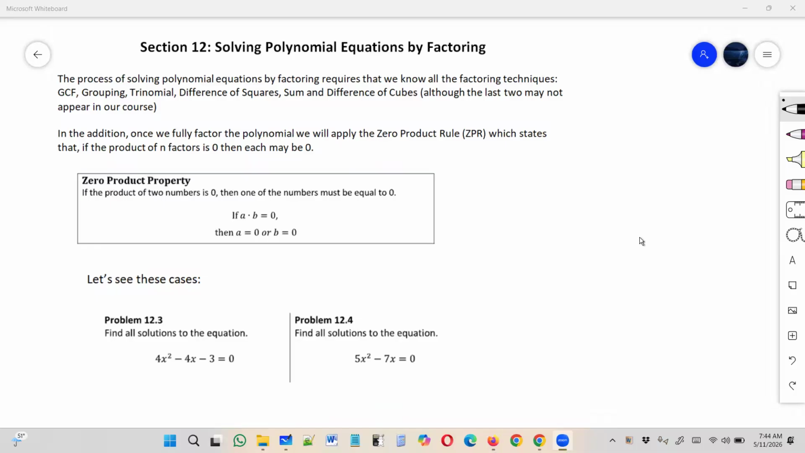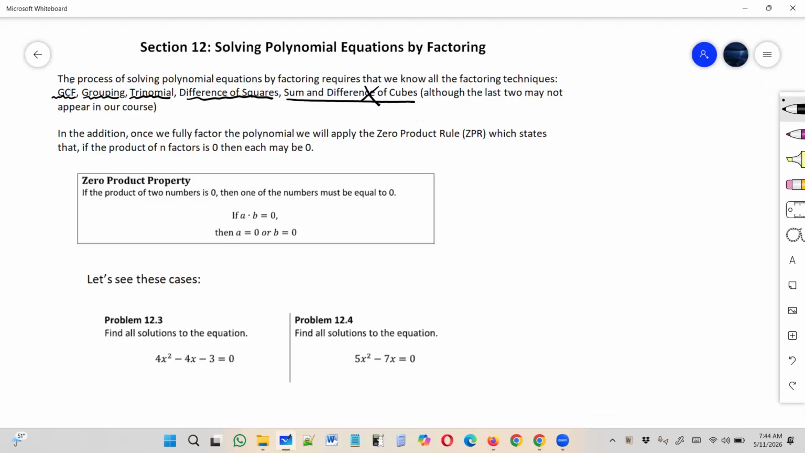Hi, hello everybody. So this is the video dealing with section 12, solving polynomial equations by factoring. Although there are different techniques to solve these polynomials, we're going to employ the basic techniques of factoring, which you can see here. Just as a review: GCF, factoring the greatest common factor, grouping, factoring a trinomial, difference of squares. And even though it is one of the techniques, sum and difference of cubes, I don't think we're going to see this in solving the problems associated with section 12.